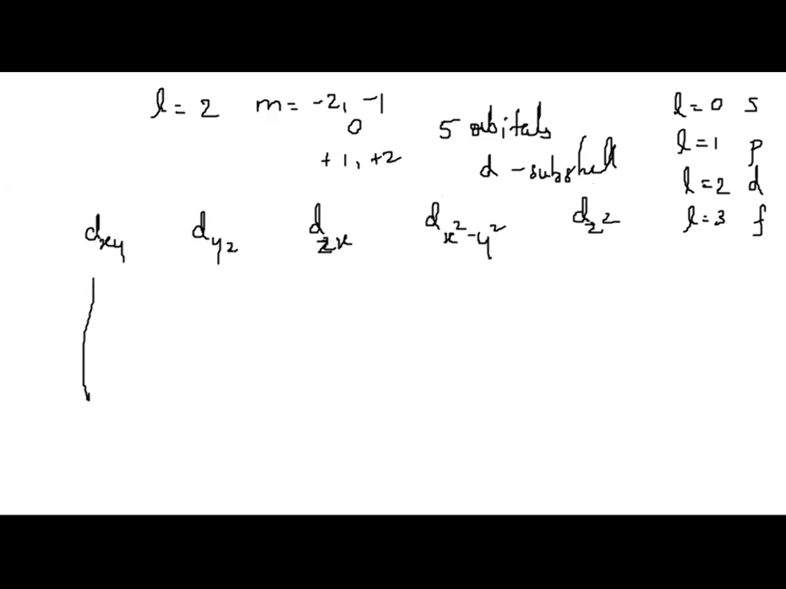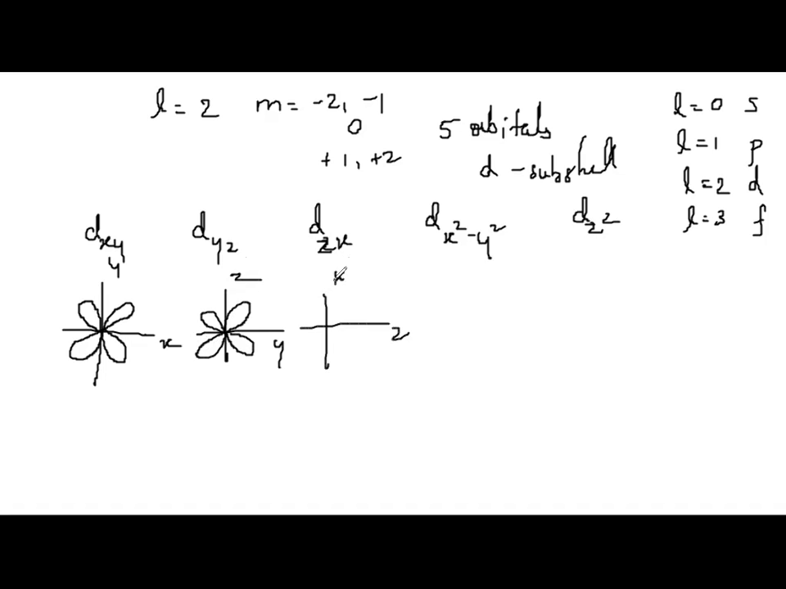Suppose I say this is dxy, the lobes are present like this. The lobes represent what? Electron density. Yes, it is in between the axis. dyz, this is y, this is z. Again, the electron density is present in between the axis. dzx, it is present in between the axis. These lobes represent electron density. dx square minus y square, it is present along the axis. Yes, it is present along the axis. dz square, this is dz square, it is also along the axis.